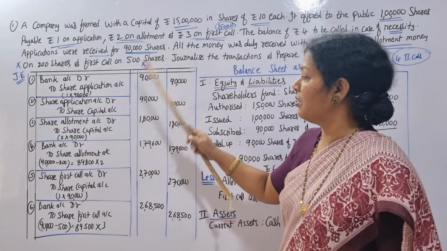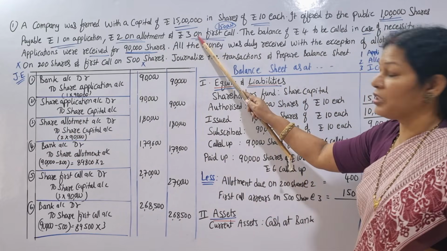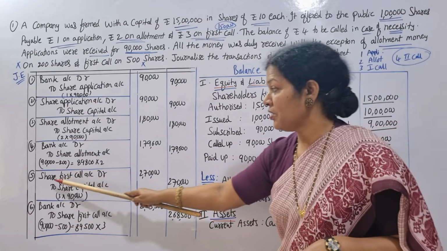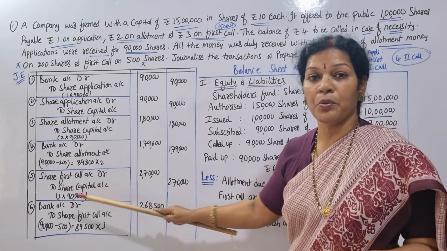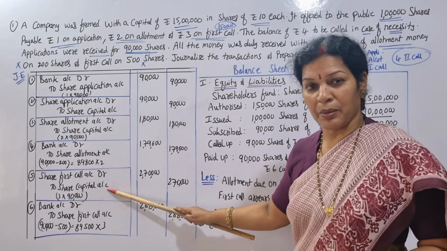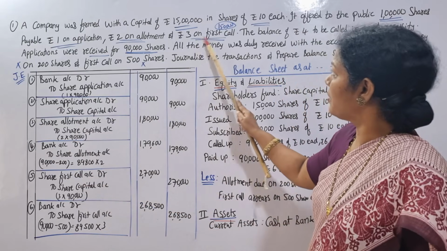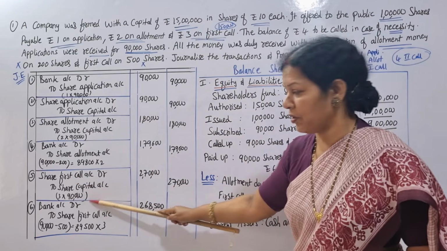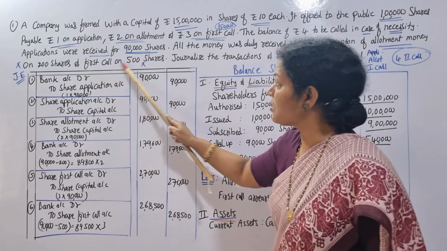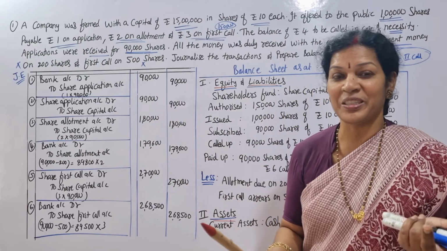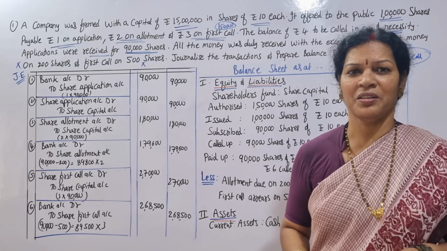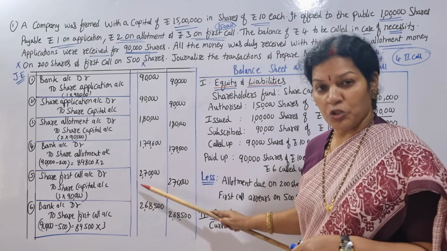Next, first call. How much is the first call amount? 3 rupees. First call amount to be received: share first call account attached to share capital account. Now this is first call, 3 rupees. So 3 into 90,000 is 2,70,000. And here also there are arrears. First call 500 shares not received, but the rest of the shares are received. So this is due.